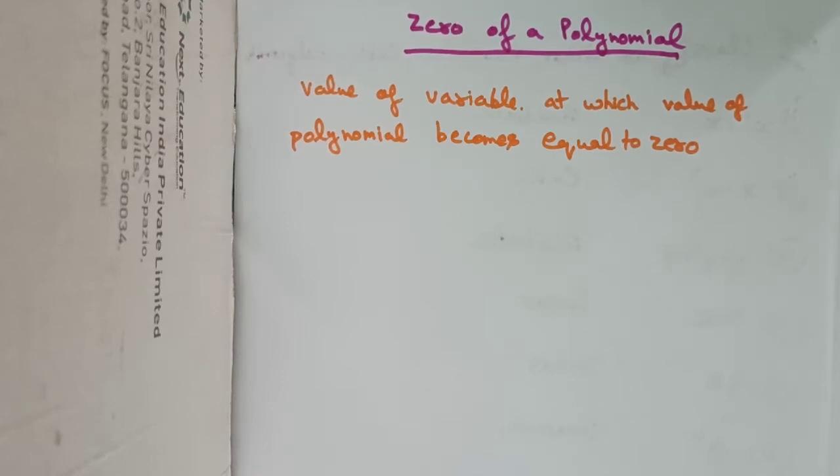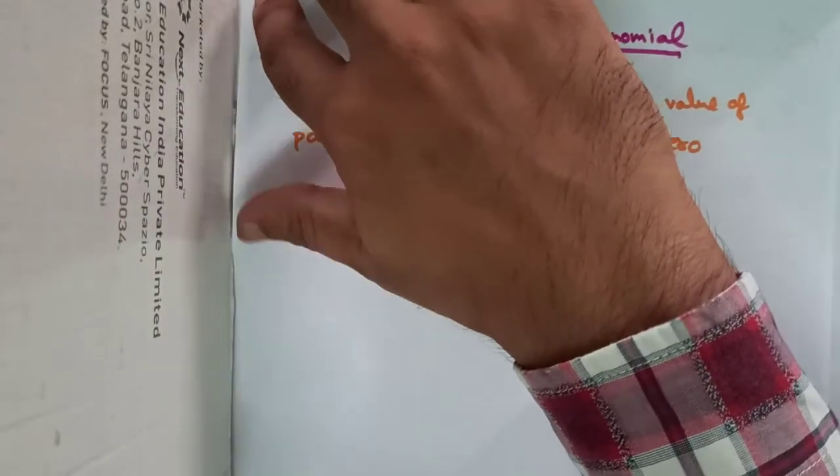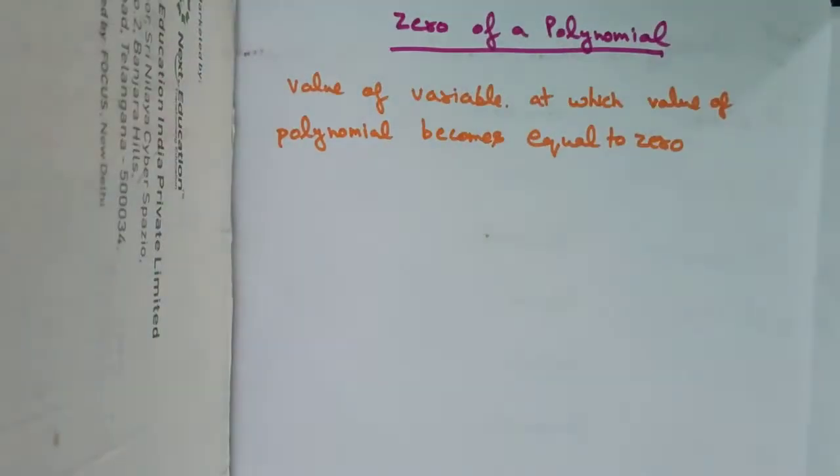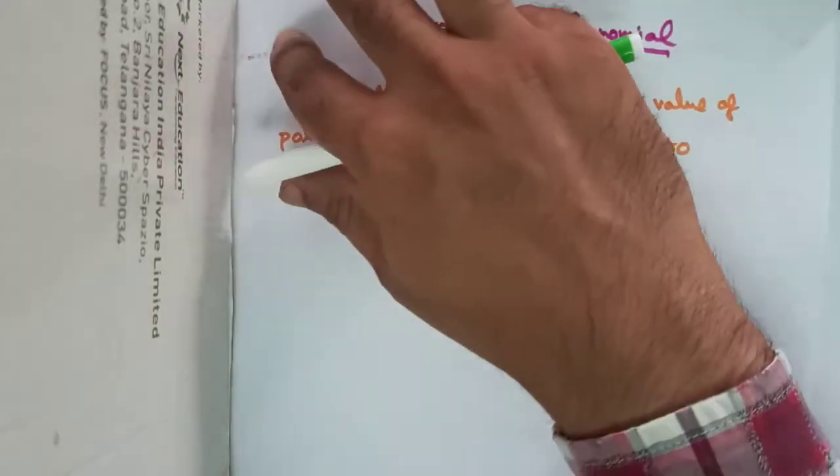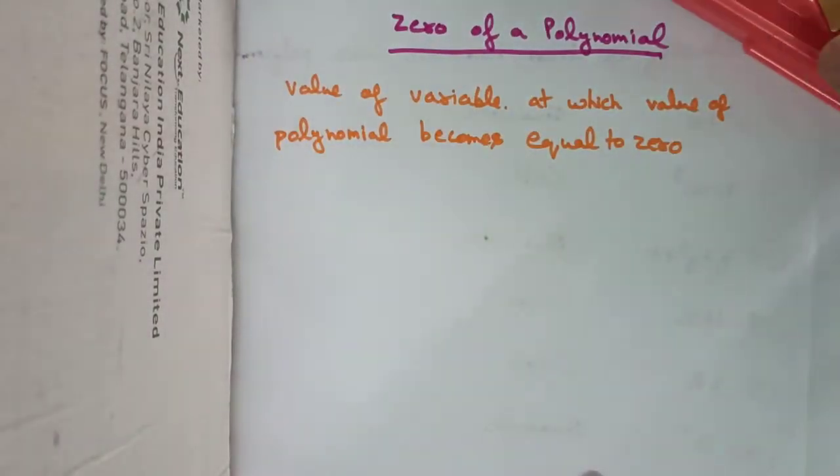Today we will be starting with the topic zero of a polynomial. So, zero of a polynomial is basically that value of the variable at which the value of the polynomial becomes equal to 0. The value of the variable at which the value of the polynomial becomes equal to 0 is called the zero of the polynomial.